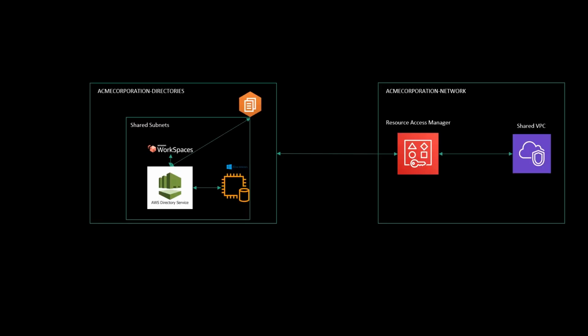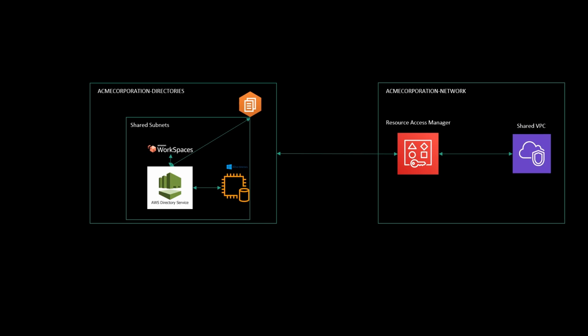So how that works from a network perspective is we'll have the app incorporation directories account, and in there we'll have a directory in Directory Service, and we'll have WorkSpaces, EC2 and WorkMail. EC2, Directory Service and WorkSpaces all need to live in a VPC, so they all need subnets. We could create a network infrastructure on the directories account, but what we'll be doing is creating a network account with a VPC that's shared through Resource Access Manager.